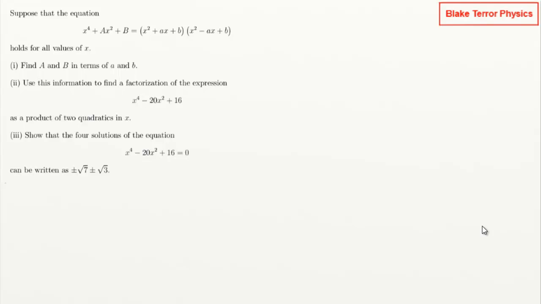Suppose that equation holds for all x. So we've got a factorization of a quartic. Find A and B, capital A and B, in terms of lowercase a and b. Right, so capital B is going to be easier because we can only get that from a little b squared. And then how do we get x squareds out of all of this? We've got 2 lots of bx squared, and then we're going to have a minus a squared.